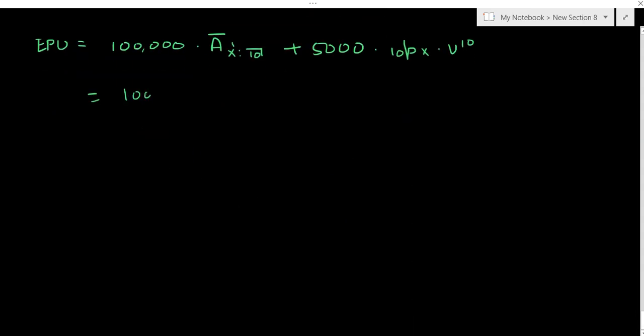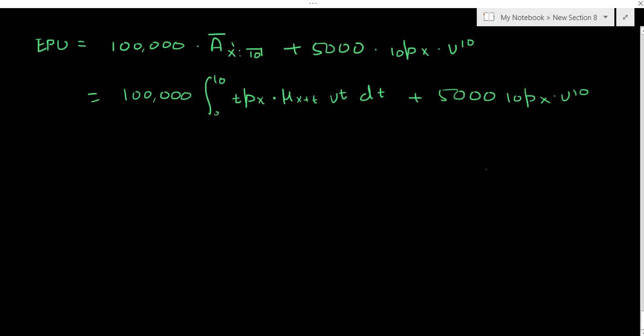Let's just evaluate this. This is 100,000 into the integral going from 0 to 10. The person has to survive for t years, so tPx, and then die immediately, so mu x plus t dt, and this is multiplied by a factor of v^t in order to discount this. Plus 50,000 into 10px into v to the power of 10.